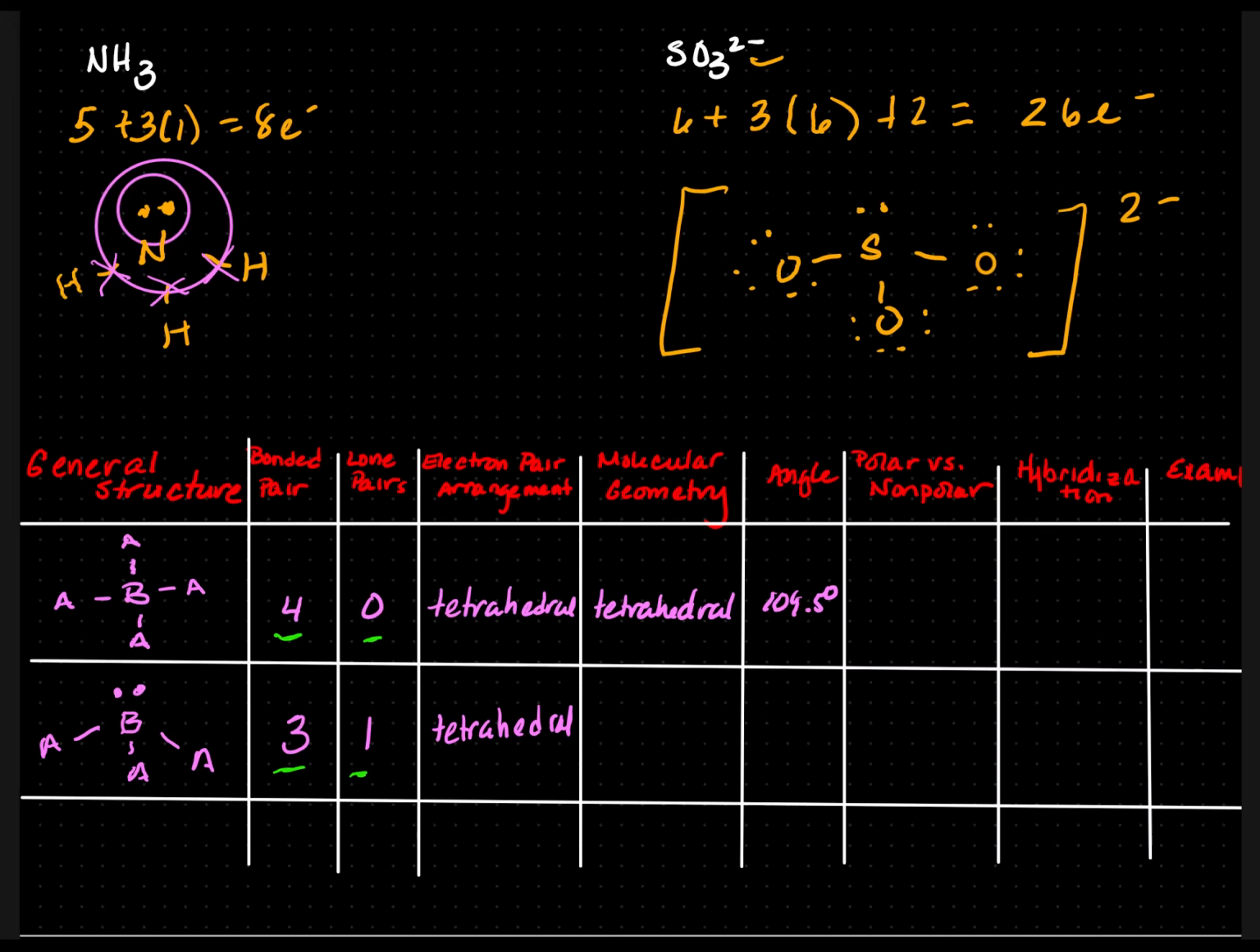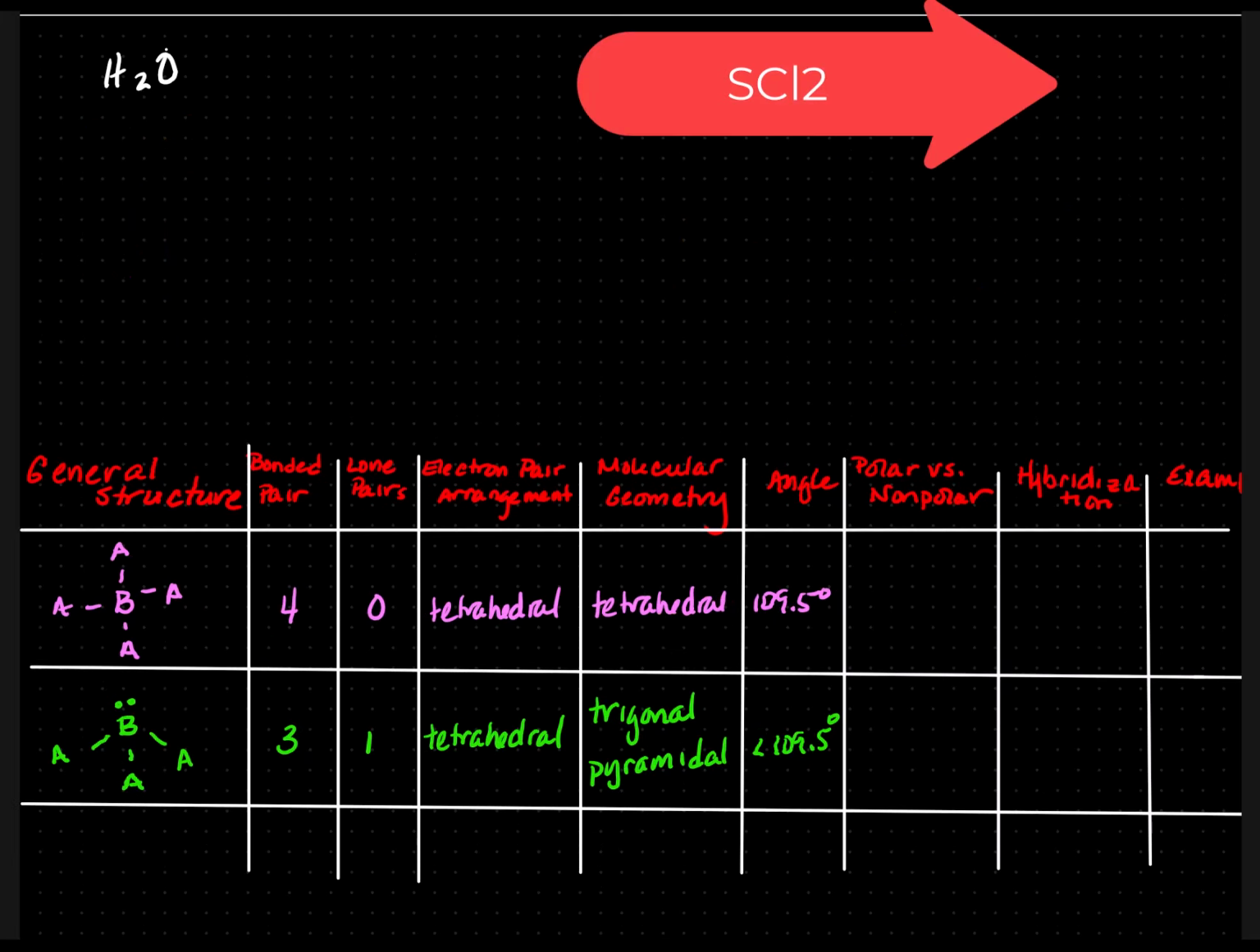However, the molecular geometry will be different. The lone pair will repel and push the bonded pairs closer together. So the shape for this is trigonal pyramidal. And since the bonded pairs are closer together, my angle is going to be less than 109.5 degrees. Pause the video, draw the Lewis dot structure for these two, and then check your answer.